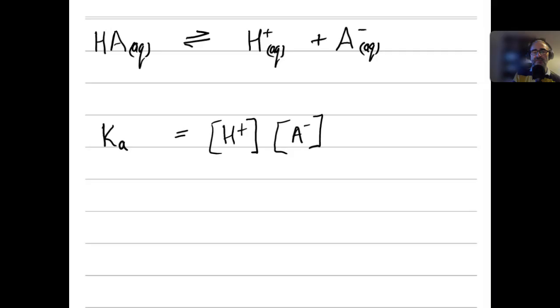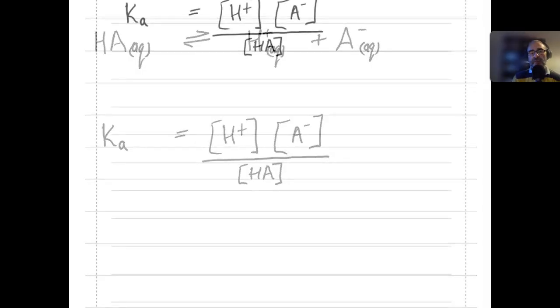So H+ and A- are our products, and HA is our reactant. Hopefully you'll also recall from our last episode, if you've listened to it or watched it, the square brackets mean we're talking about the concentration of those species, those substances, in moles per decimeter cubed.